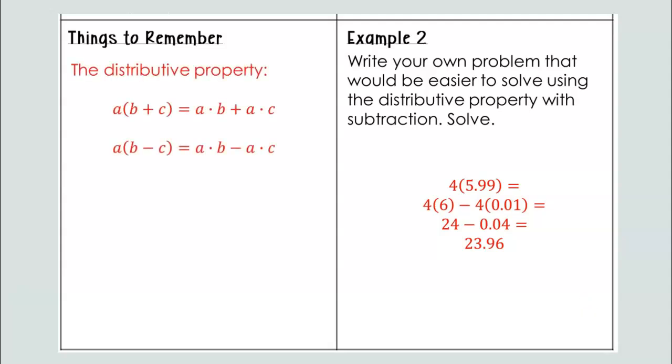Things to remember: the distributive property can be represented with variables. This shows you A times B plus C, and then when you split it apart, you have A times B plus A times C. Same thing works with subtraction. You have A in the parentheses, B minus C, but then you can split it apart and take A times B and A times C and subtract your answers.